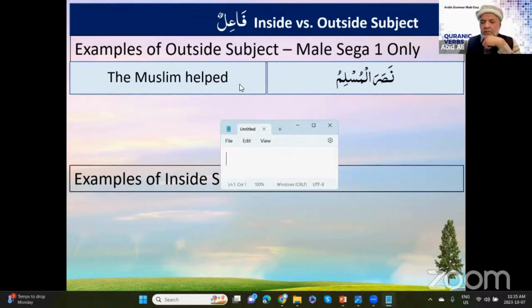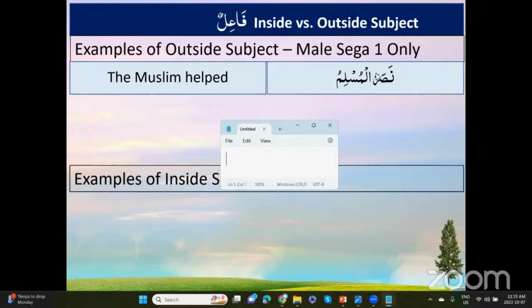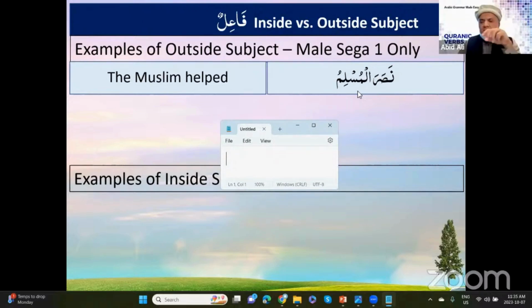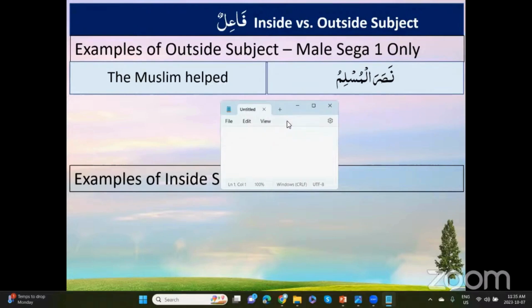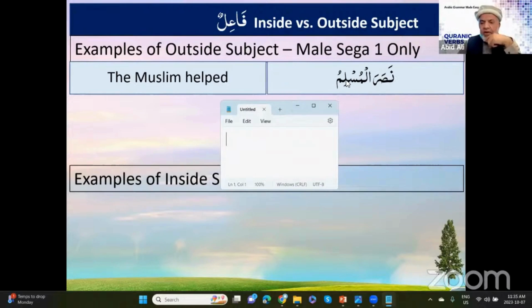Now, can I say he helped the Muslim? No. If I say Nasara means he helped and al-Muslimu the Muslim, will that translation be good? No. So when we have the outside file, we don't say he helped. We basically say the Muslim helped.